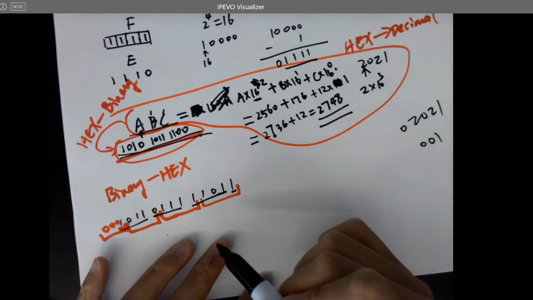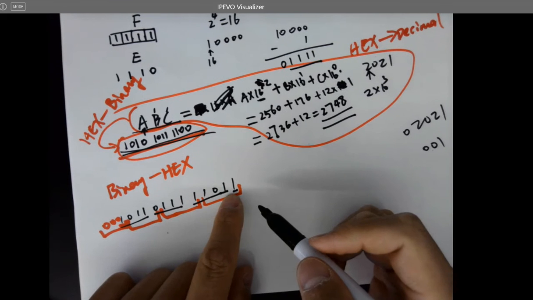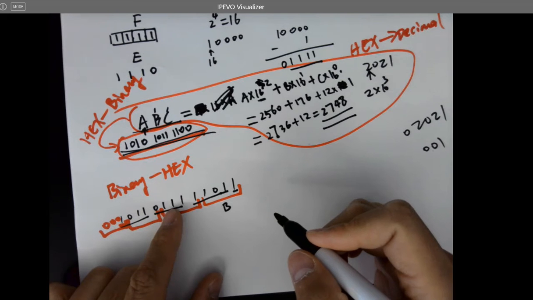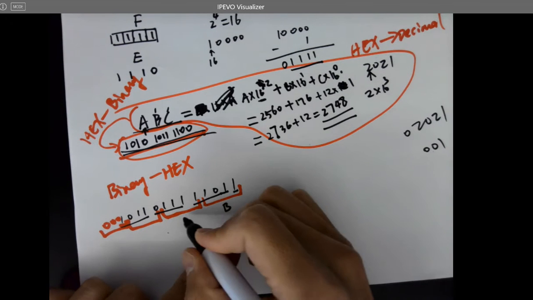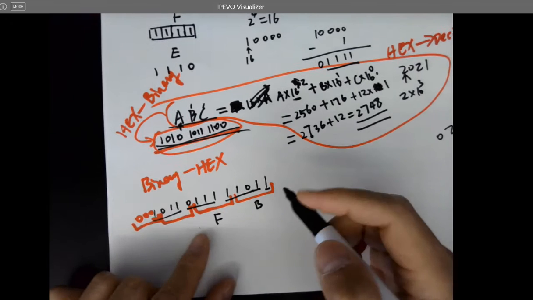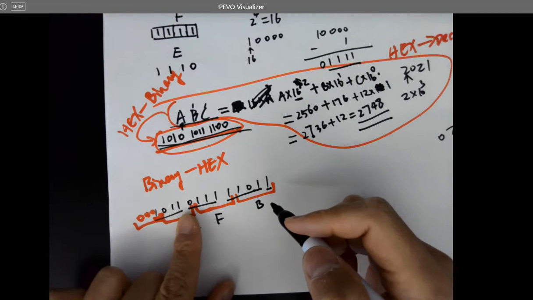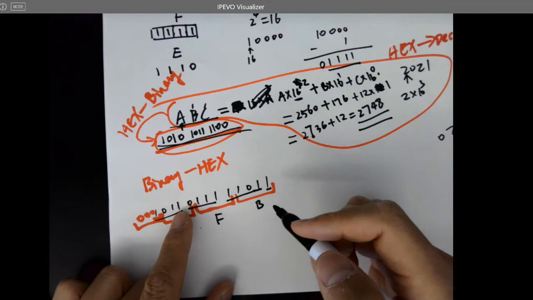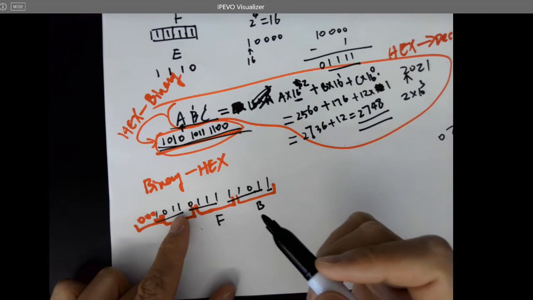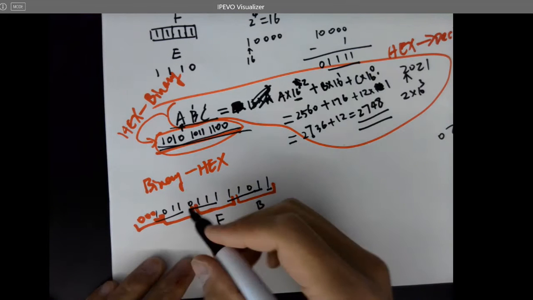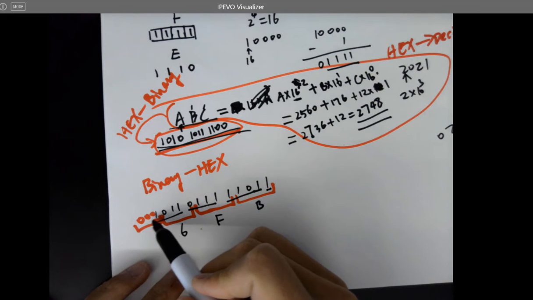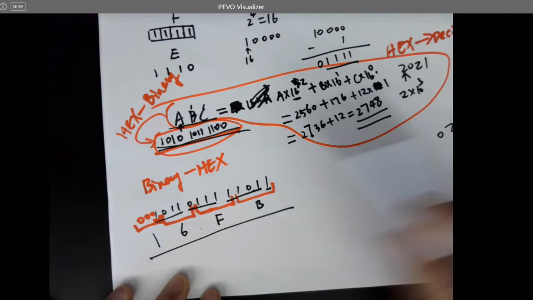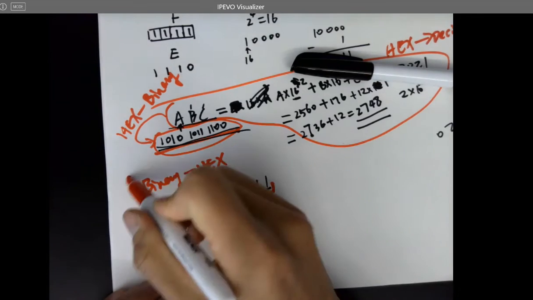So, what is this? 1 0 1 1, what is that? 8 plus 3, 11. What is 11? B. This, 1 1 1 1, F. 0 1 1 0, what is that number? 4 plus 2. What's 6 in hex? Still 6. 0 0 0 1, 1. That's the hex number for this binary number. So now we know how to convert binary to hex.